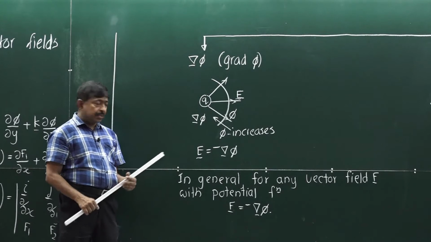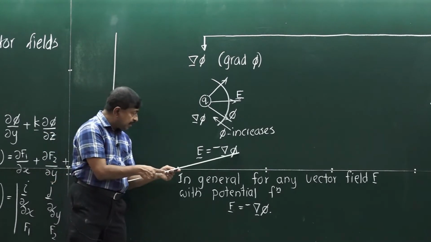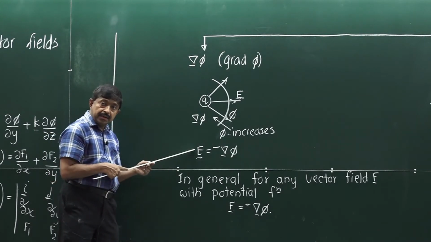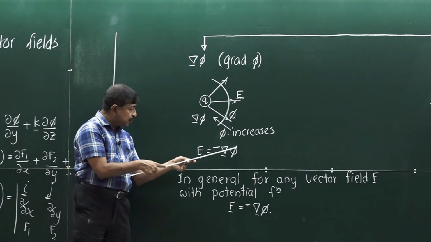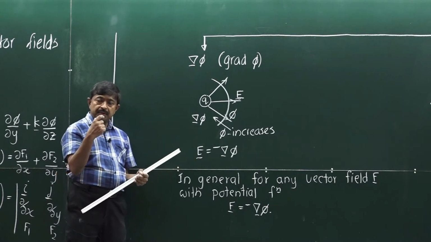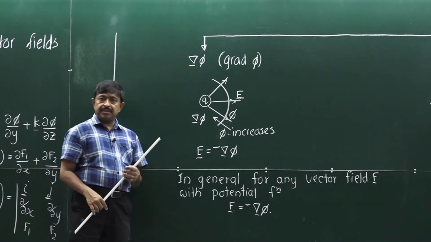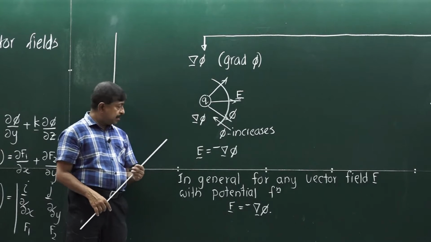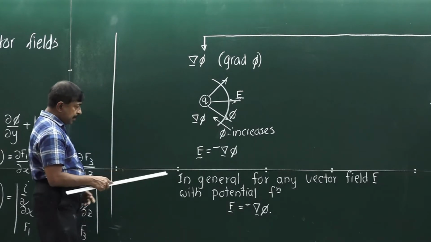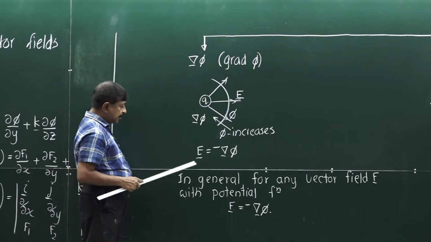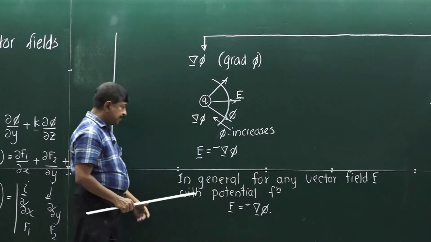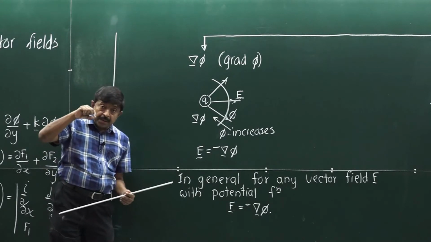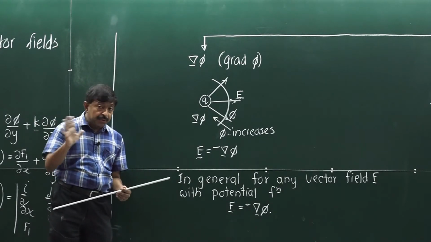This is very important, because once you know phi, you can figure out E, the field strength, and at the same time if you know the field strength, you can figure out the potential function. However, in general, for any vector field F, this works only if a potential can be attached, otherwise you cannot do this.